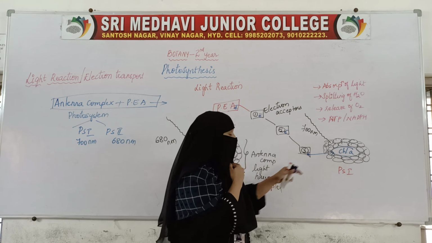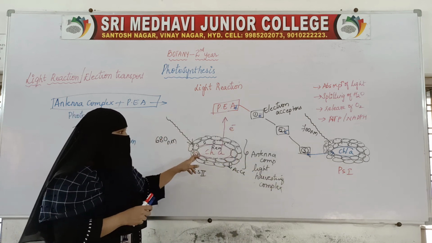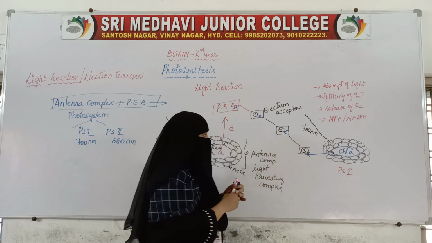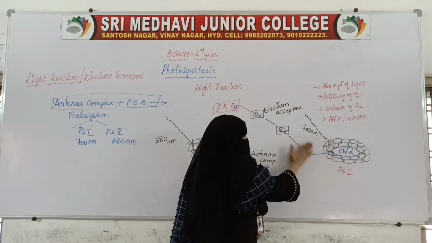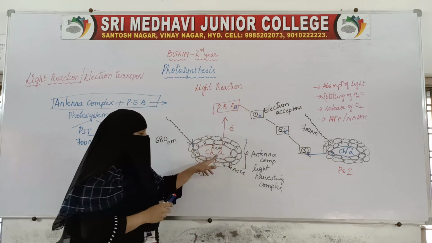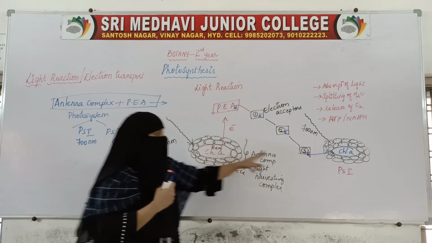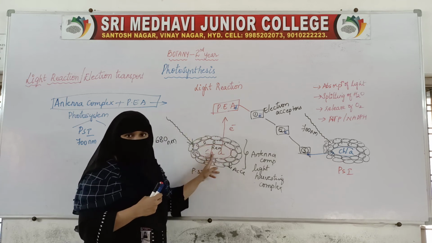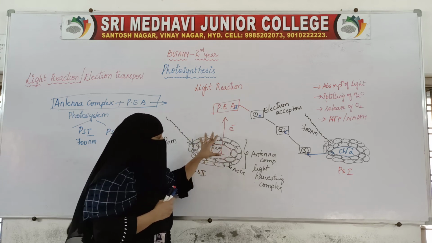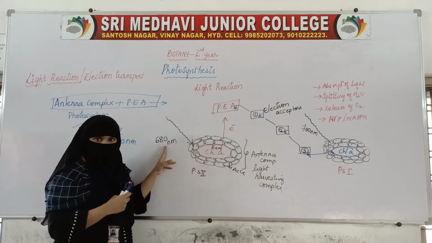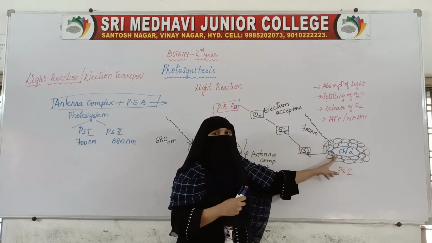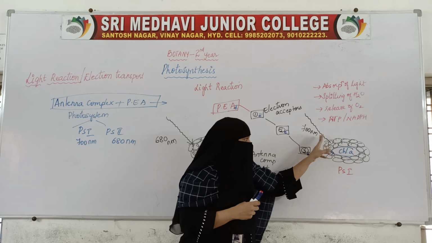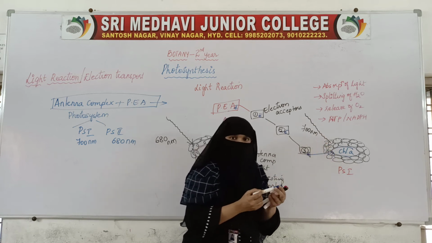Now let us see this one. These two photosystems are there. Let us forget this one. We are talking about this now. This is photosystem 2, and this is photosystem 1. On both these photosystems, sunlight has fallen. This photosystem will absorb the sunlight of 680 nanometers and this photosystem will absorb the sunlight of 700 nanometers.